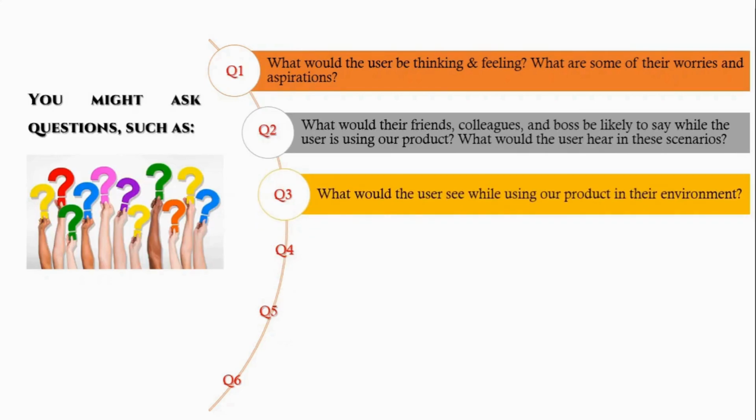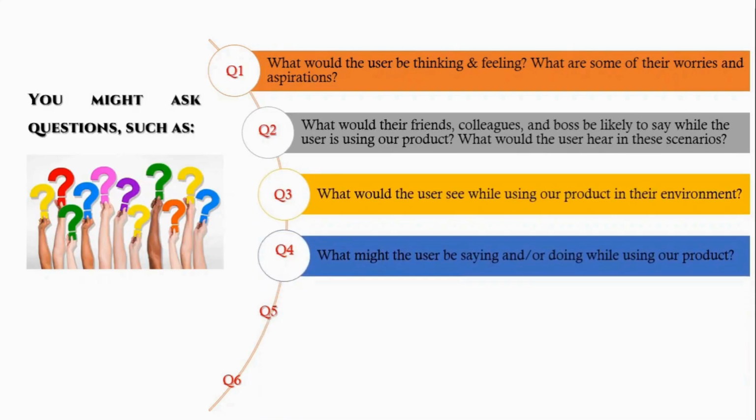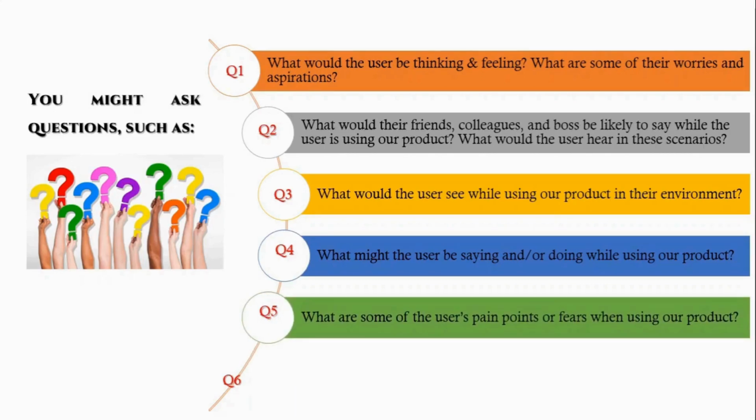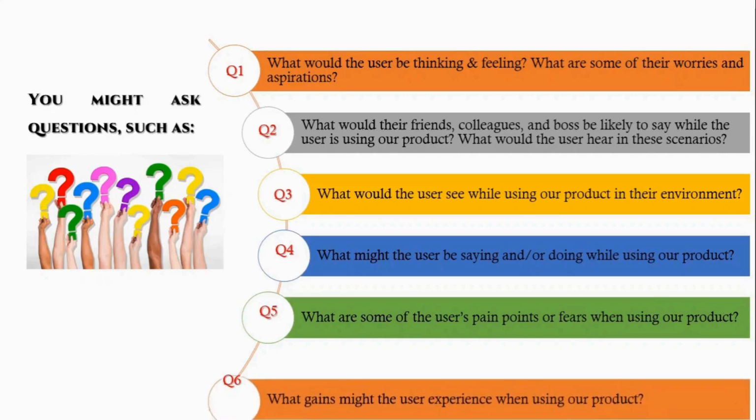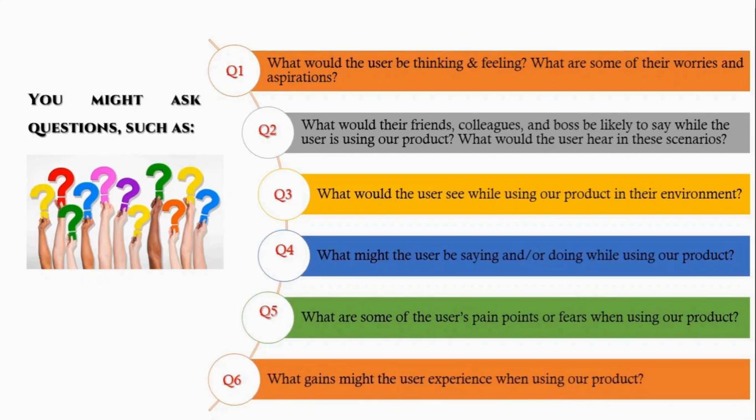The third question, what would the user see while using our product in their environment? Fourth question, what might the user be saying or doing while using our product? Because we are designing, you have to ask this question. The fifth question, what are some of the user's pain points or fears when using our product? And the last question, what gains might the user experience when using our product? So after asking these six types of questions, remember you are not supposed to be limited to the number of questions.